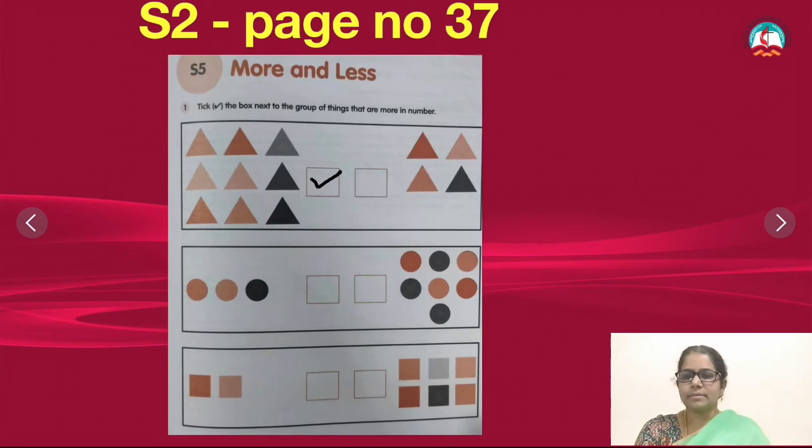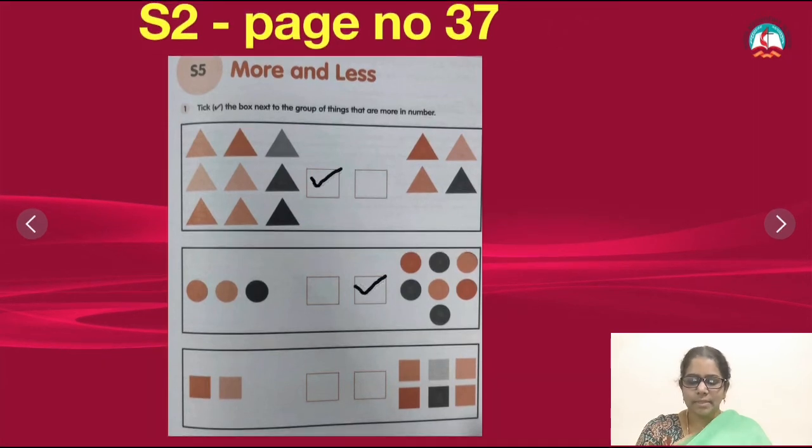Finished? Now next, circles. Count how many circles are here. 1, 2, 3. Now this side. 1, 2, 3, 4, 5, 6, 7. We have 7 circles. Now, which side is more? 3 or 7? 7 circles, isn't it? So mark a tick in the box.